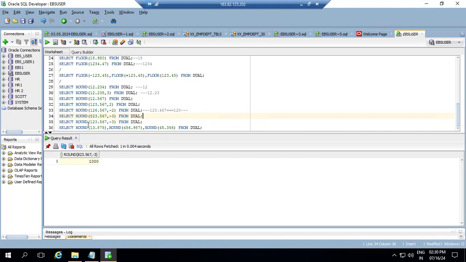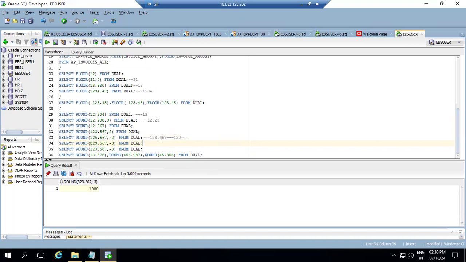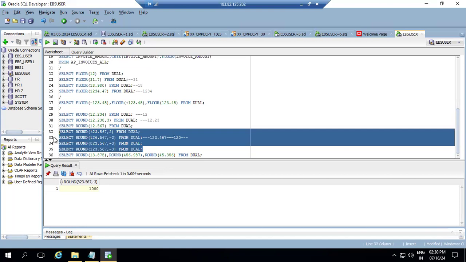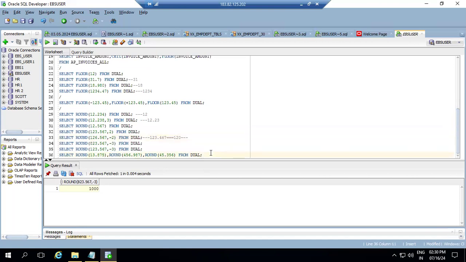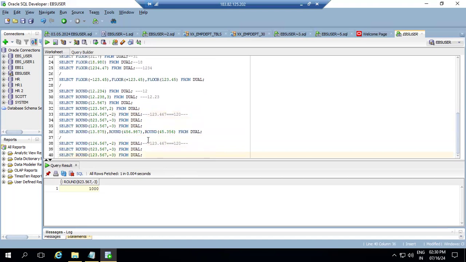Anybody having any doubts here? A little bit confusing, ma'am. Where are you getting confused here? Comparing the decimal values. I'll just copy 3.567 minus 3. Just a second. So where it is confusing, when it comes to decimal places?